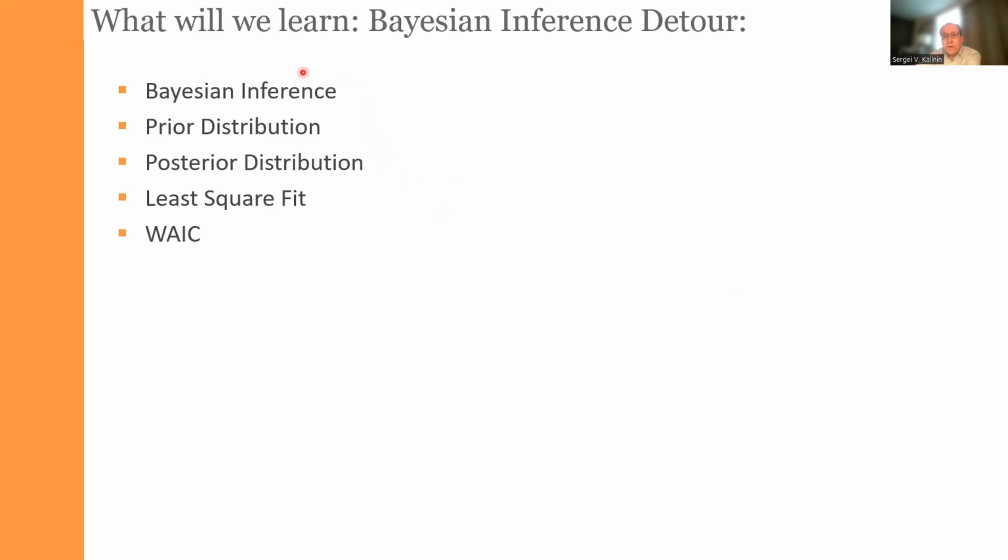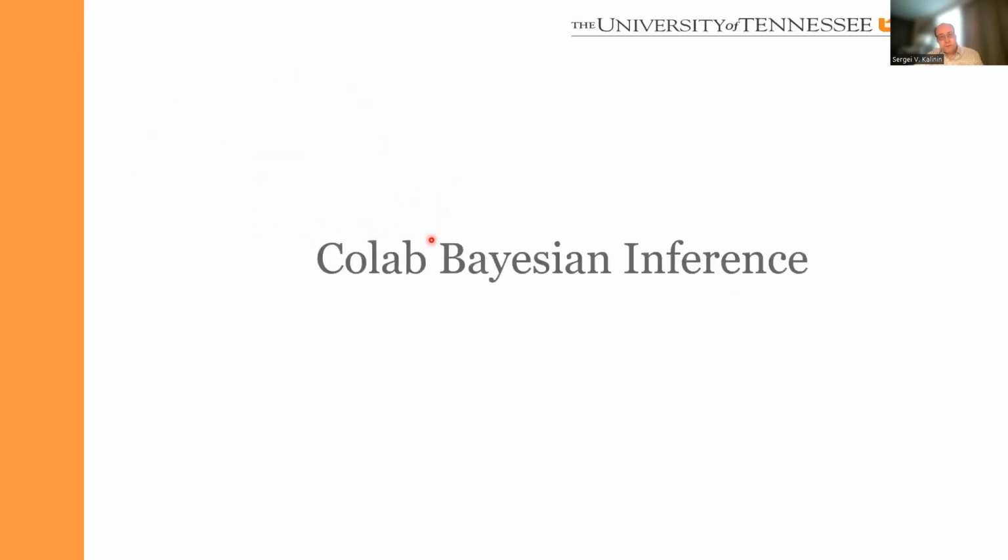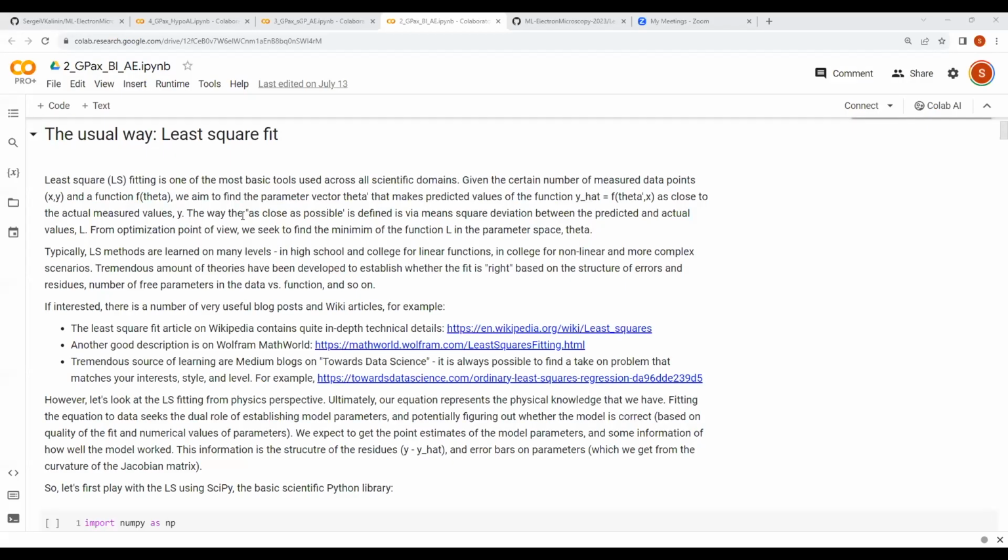But before we go there, let's have a quick look at Bayesian inference and learn what the prior distribution and posterior distribution are, and compare it to the least square fit. So let's go to the first collab. Let me stop sharing this screen and share the first of the collabs that is on the GitHub.